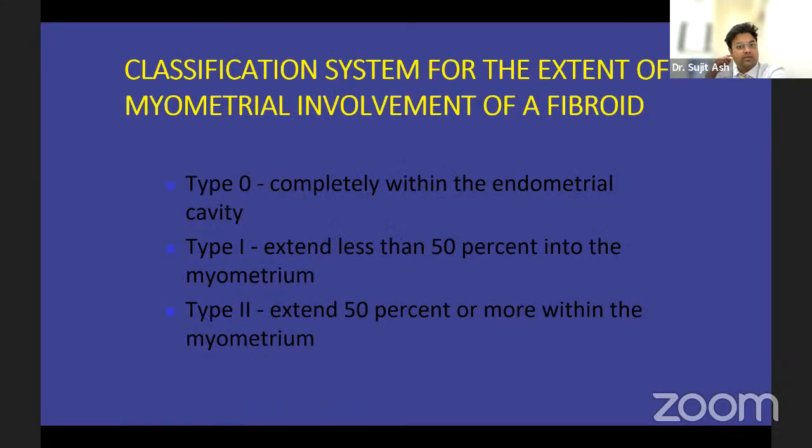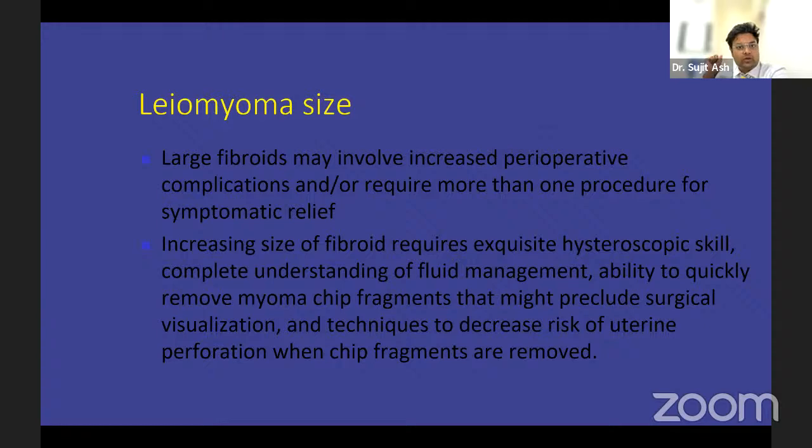So basically your type 0, type 1 and type 2 fibroids are the ones which can be decided to proceed ahead with hysteroscopic myomectomy. Whenever you're doing a large size fibroid, you have to explain to the patient that you will require 2 or 3 settings at times, because you don't want to go through and through the uterus and remove the fibroid. So you have to do it hysteroscopically.